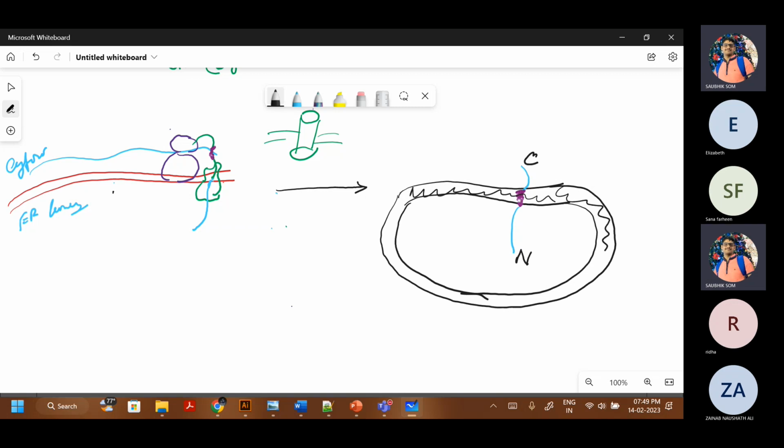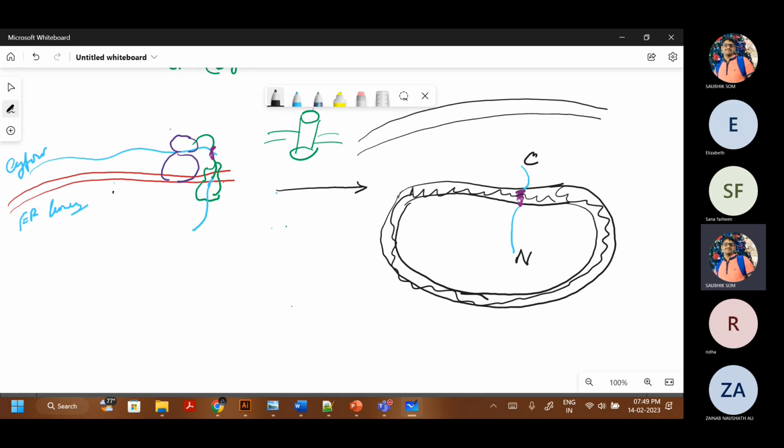So now when it's coming out from the ER as a vacuole and going to fuse there, this orientation will be maintained, because this part will get to fuse here and this part would get here. So whatever orientation is here, it will get maintained here also, right?